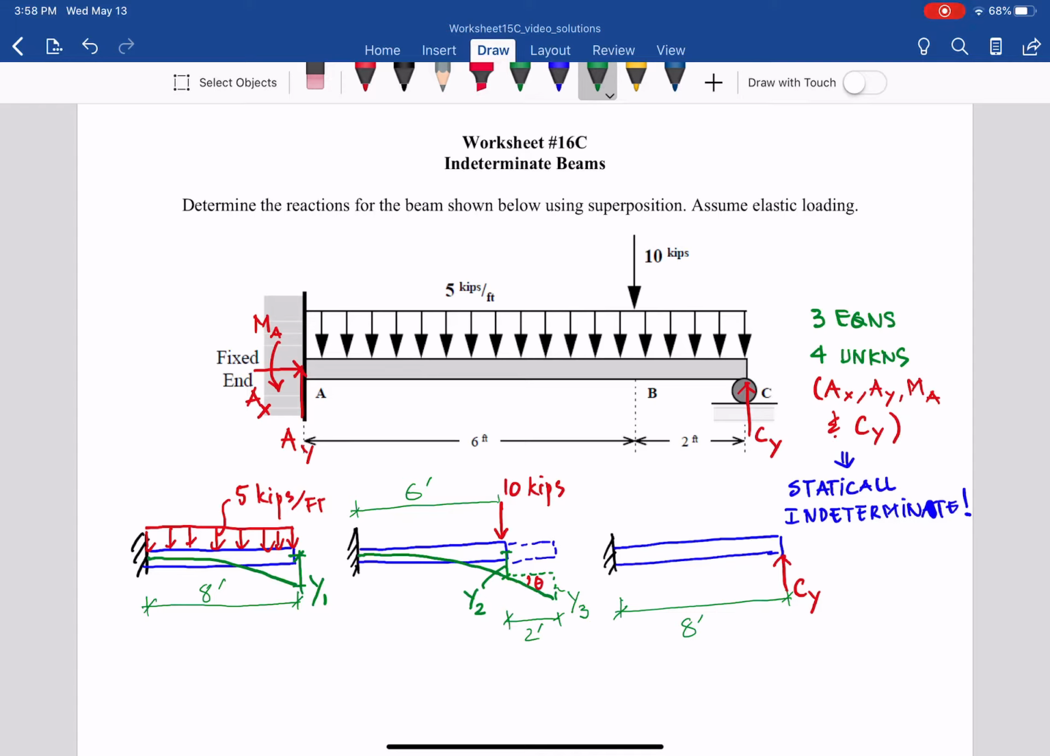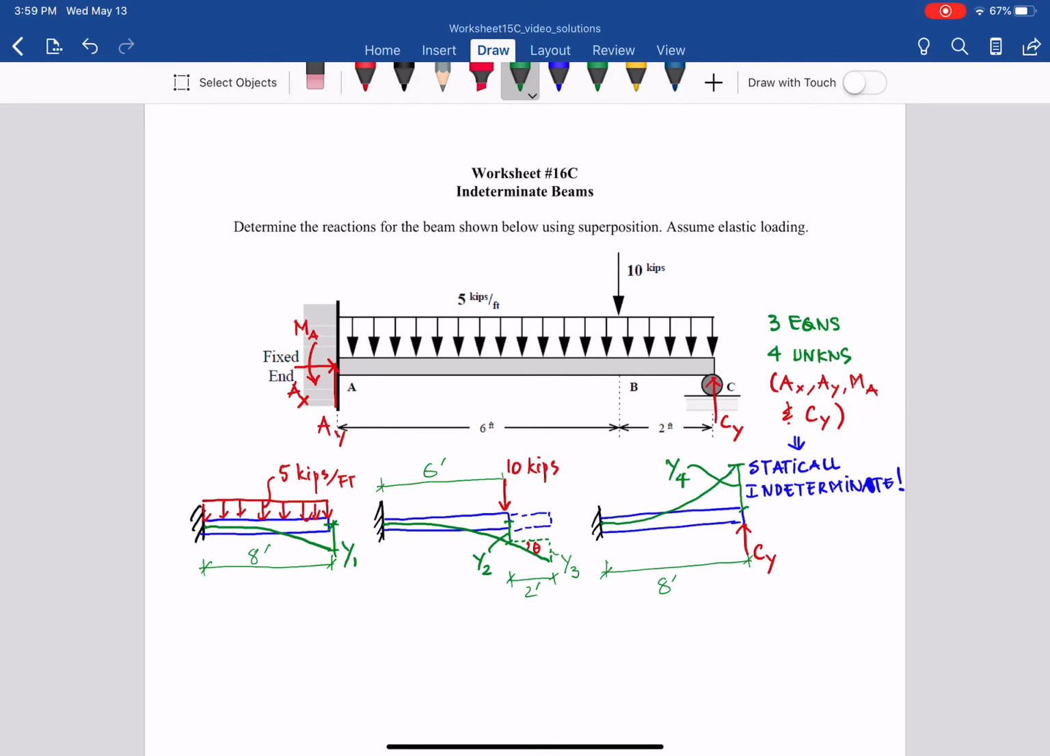And for Cy, with the load going up like that, the deflection goes up. The total deflection here, I call y4. So let's write down here: consider Cy as external load.